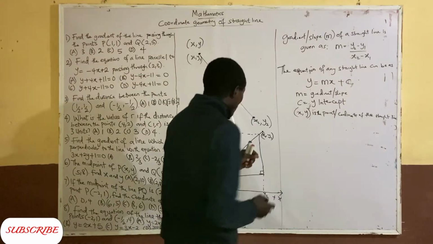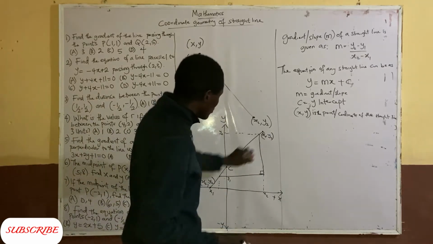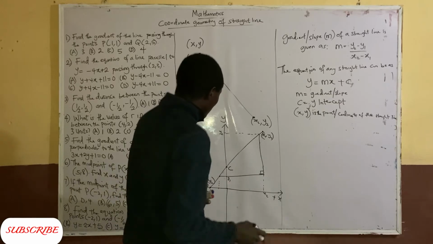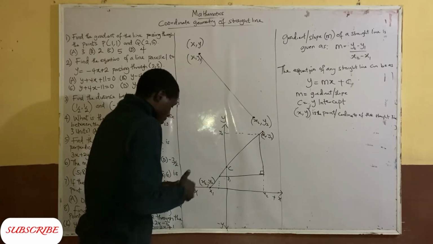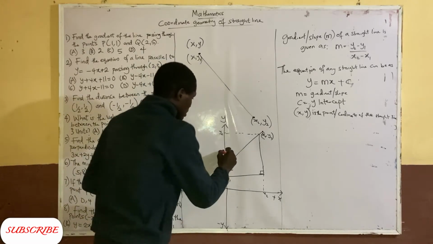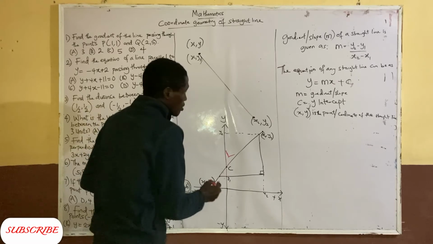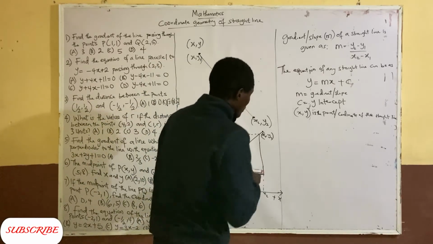Also, we can calculate the distance L between two points. That is the distance from here. The distance L between two points is represented as L like this, the distance L between these two points.